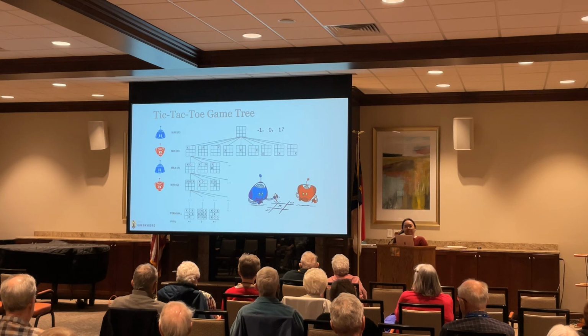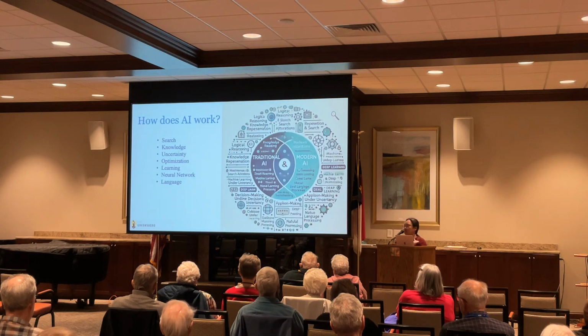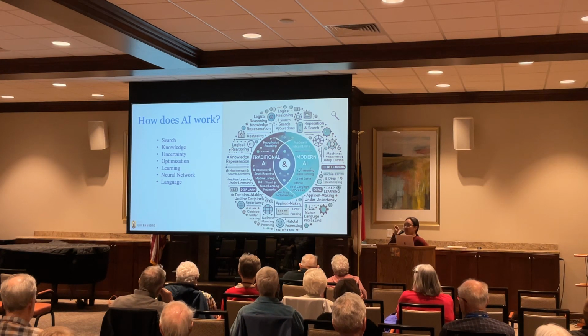So this is only one example. Actually, how does AI work? It needs a lot of things. Like I just mentioned, the minimax search algorithm, and we also need knowledge representation, and we also need Markov decision, this kind of statistical knowledge, and we need some optimization thought.